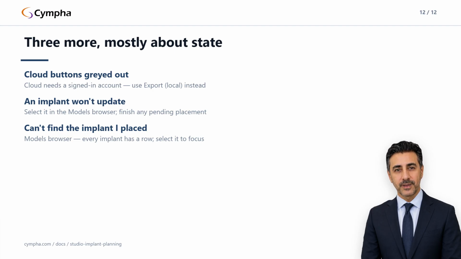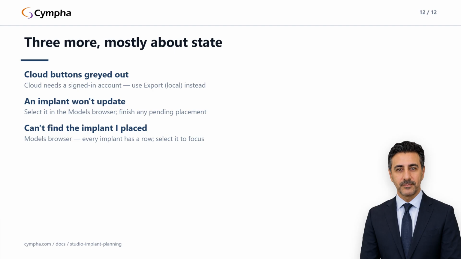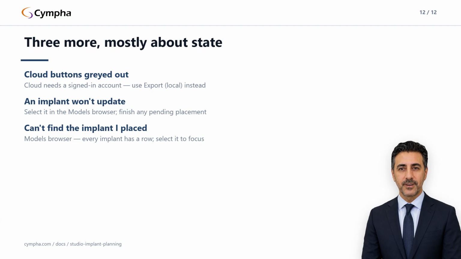And the last one, which is more common than you'd expect on a busy multi-implant plan: you can't find the implant you just placed. Open the model's browser on the top toolbar. Every implant has a row there, and selecting the row focuses the gizmo on it, so the browser is both your inventory and your navigation.